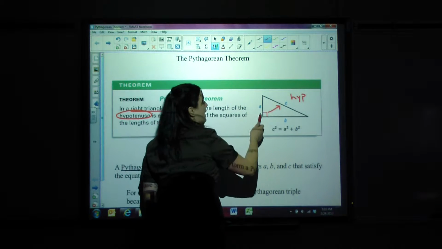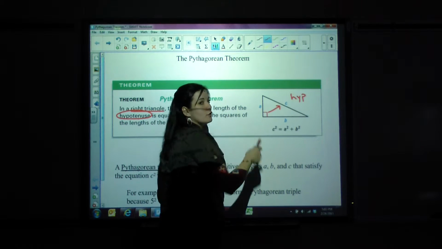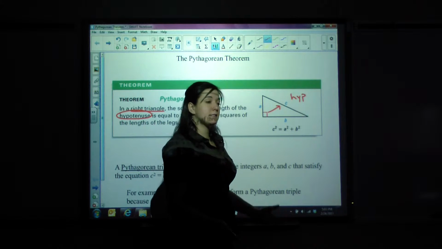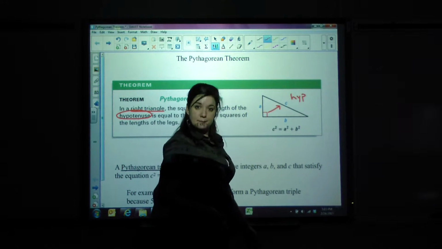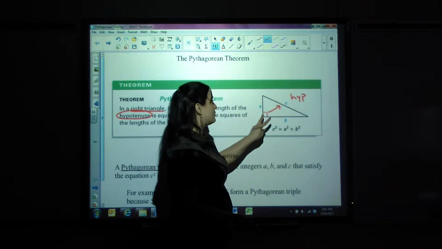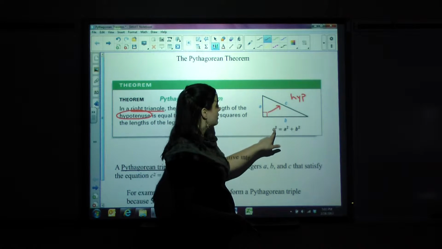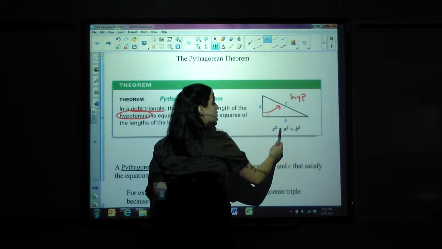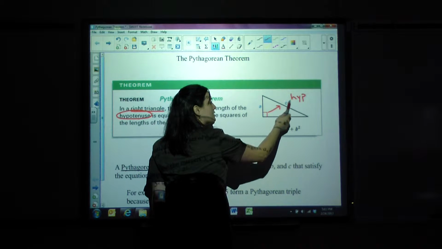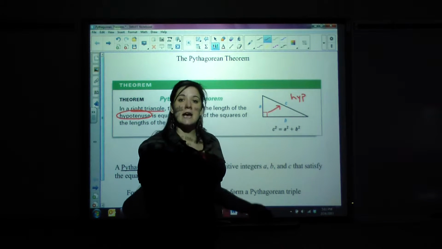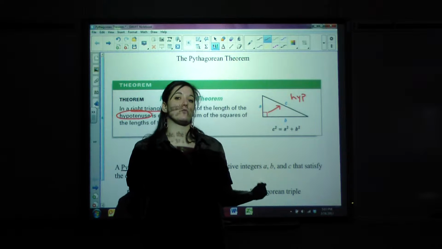The other two sides, the two sides that form the right angle, are called legs, and those are simply A and B. Those are pretty interchangeable. C is what's important. In the formula, a squared plus b squared equals c squared, C squared is the one that's all by itself. That's the hypotenuse. That's the one that's across from the right angle.